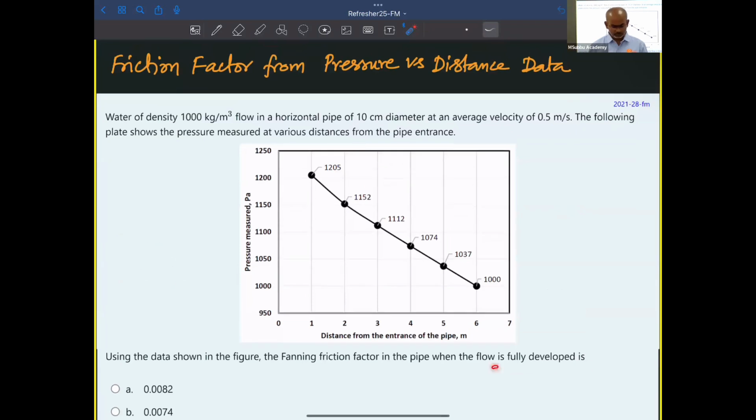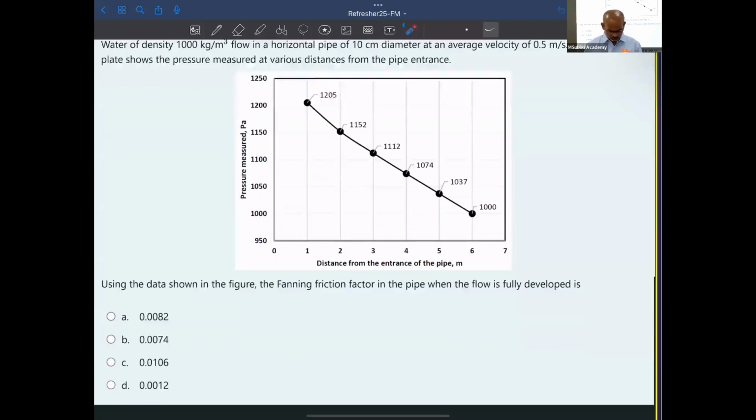At the inlet, the flow is getting developed only after a certain length. Only then will the fluid have a fully developed flow. Because of that, the initial pressure measurements will not match the equation of fully developed flow. So let us see this.